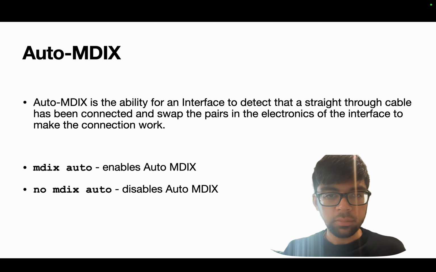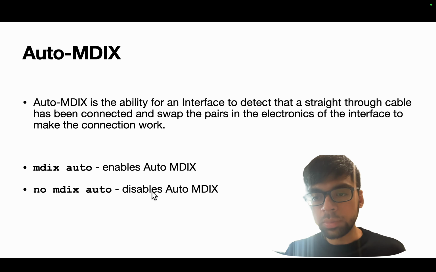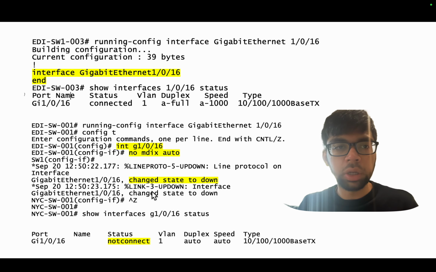Now, you have to enable this though, and you'd use mdix auto to enable Auto MDIX. No mdix auto will disable Auto MDIX. So it's quite a cool thing. It detects that, hey, I think you used a straight through cable. But what I can do, I'll swap the pairs in the interface electronics, and I'll still make this work for you. So it's really, really cool.